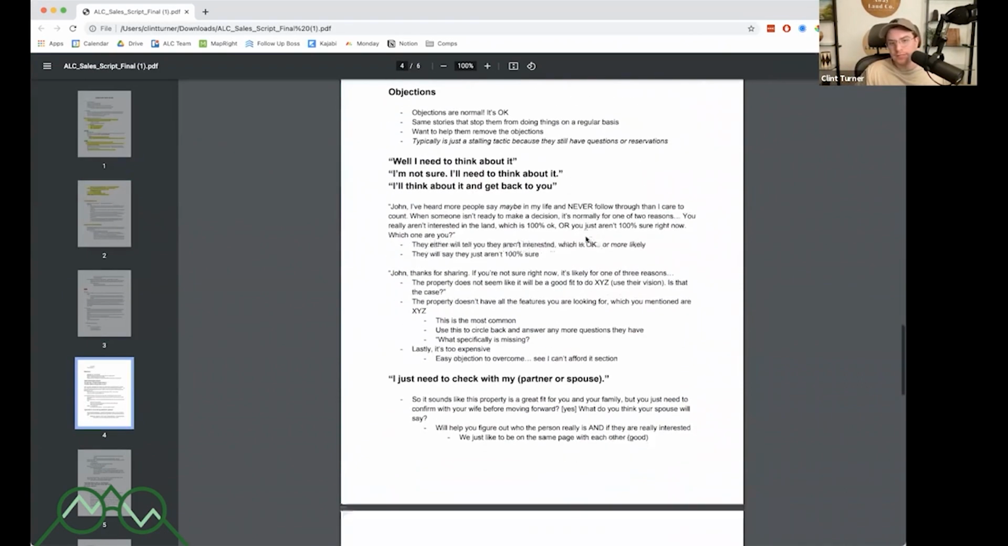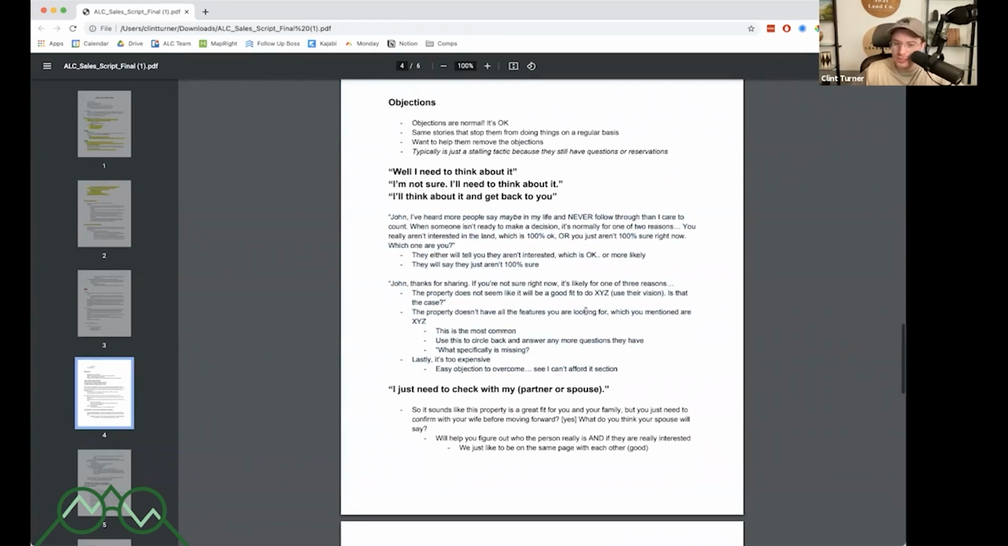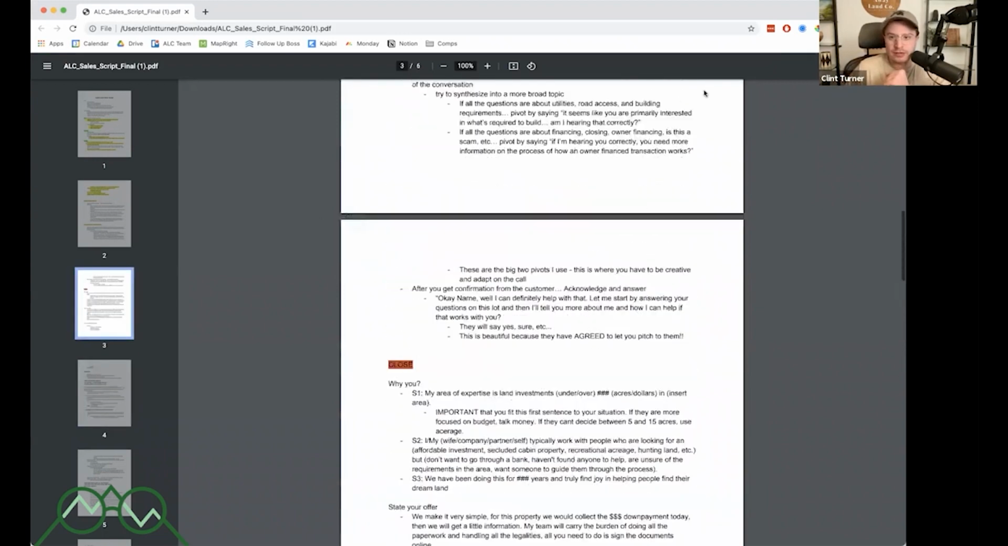So if somebody tells you these, don't read my script word for word and be like, John, thanks for sharing. If you're not sure right now, it's likely for one of these 3 reasons. You need to work that into your own sentence and how that would flow out of your own mouth. But here are the generalities of how I'd handle it. So this whole resource is available for you. This took me a lot of time to put together.